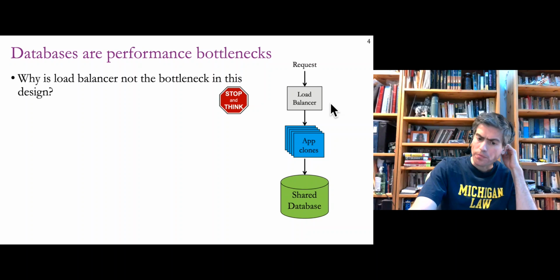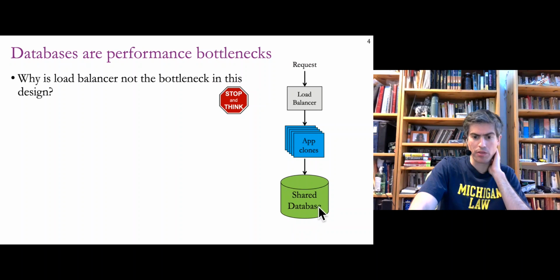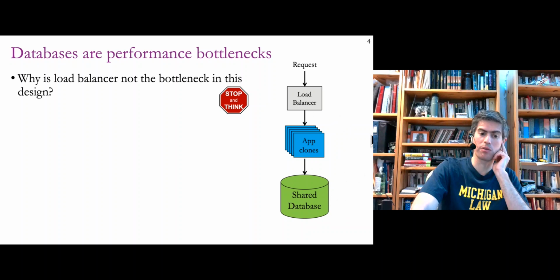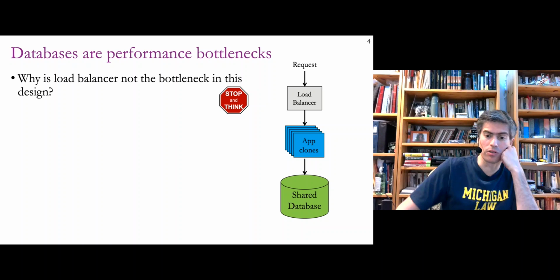So I'm saying that the database is a performance bottleneck, but there's another single point here, which is the load balancer. There's only one load balancer. There's only one database. You might think that either one of them could be a bottleneck. So why is the load balancer not a bottleneck in this case, when I'm saying the shared database is the bottleneck? I want you to stop and think about that. If you think back to the load balancer lectures, you should get some ideas for that.